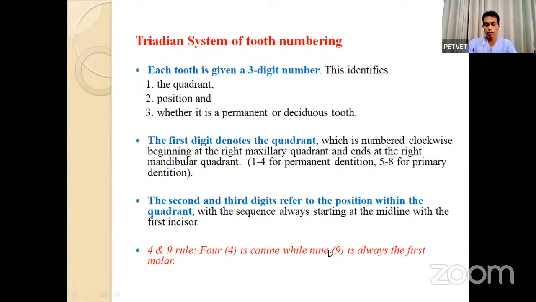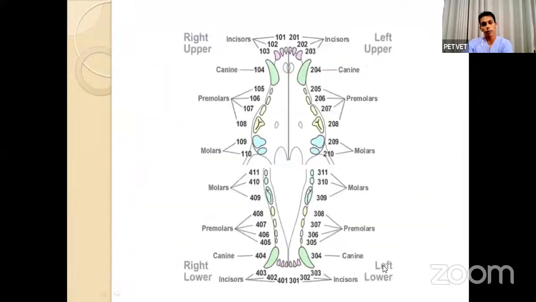So if you can remember this, when we go to the next slide, it will be easy for you to name the tooth. So always the number 4 is canine, and number 9 is always the first molar. That is the second and third digit. So 4 means 04, which is the second and third digit. That is always the canine, and 09 is always the first molar.